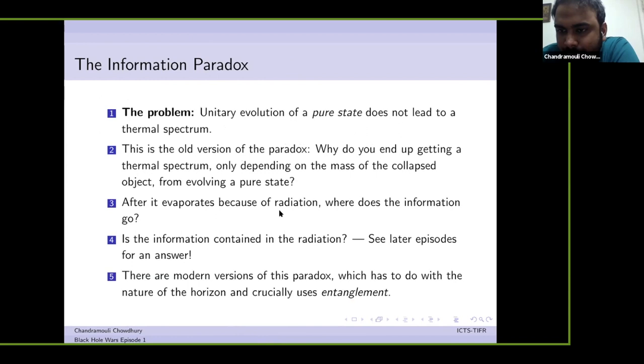Yeah, can you also say why exactly this is called a paradox? Usually a paradox is conflicting things between two things that we think are true. And what are the two things over here that are conflicting with each other?